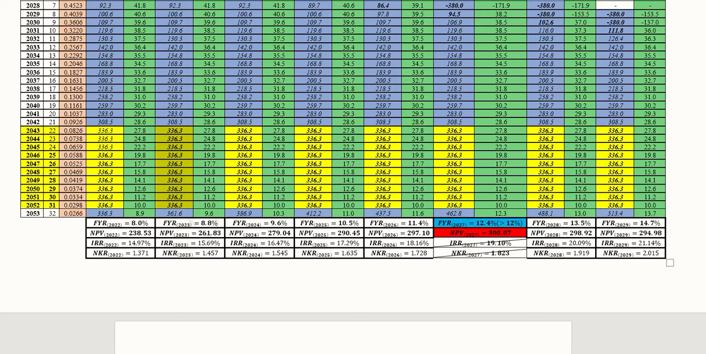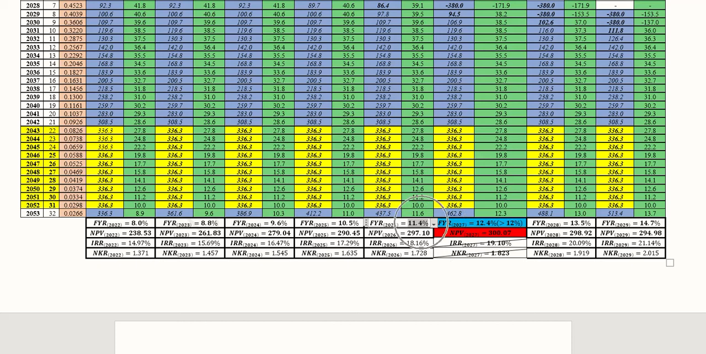We can calculate these values and then we can find the results. Now the very first thing is the first year return method for 2022, and it is 8, and then it increases up to 8.8 and 9.6, 10.5, 11.4. Now it is 12.4. This is the point of attention because this is the first time that the first year return method is giving us a value which is greater than the opportunity cost of capital, because the opportunity cost of capital is 12%.